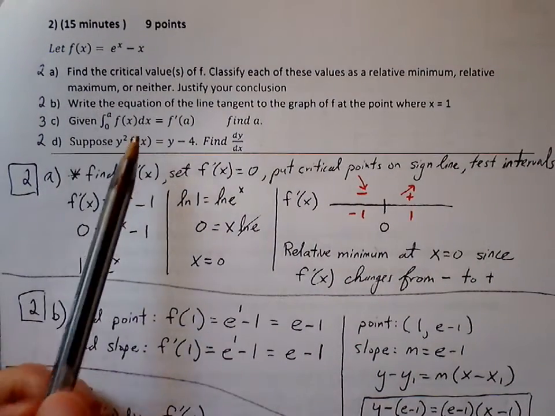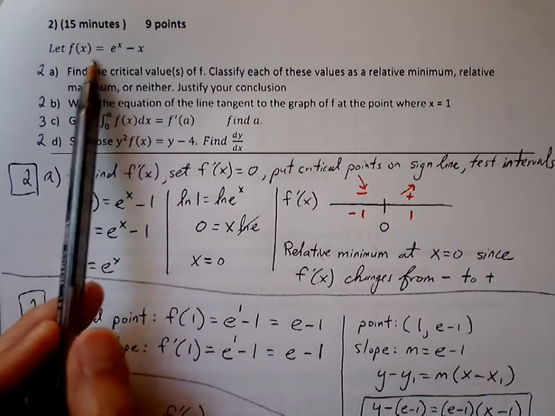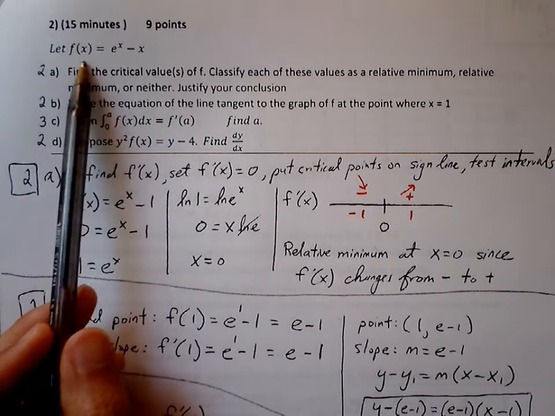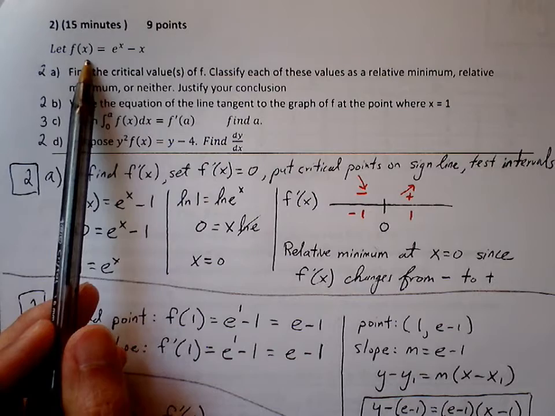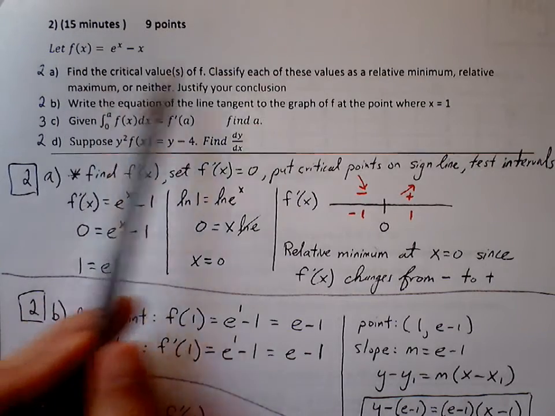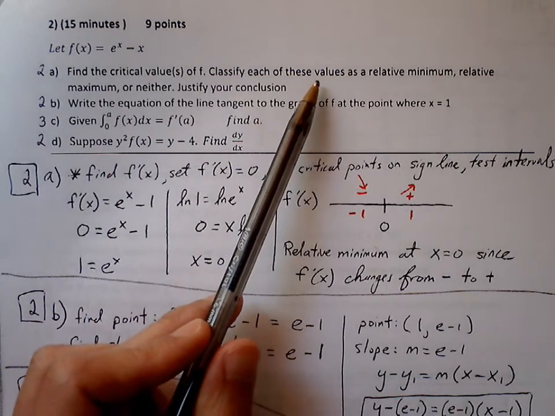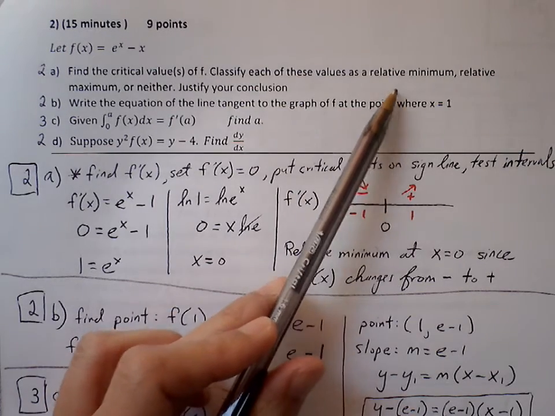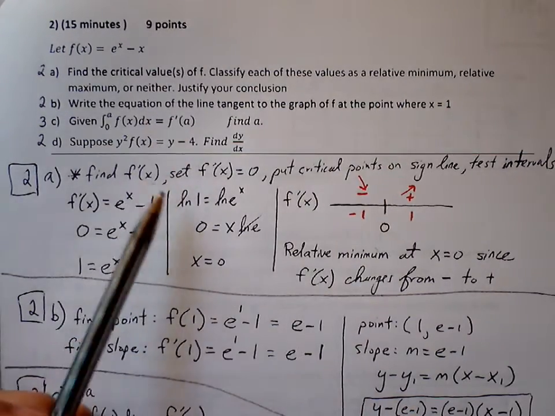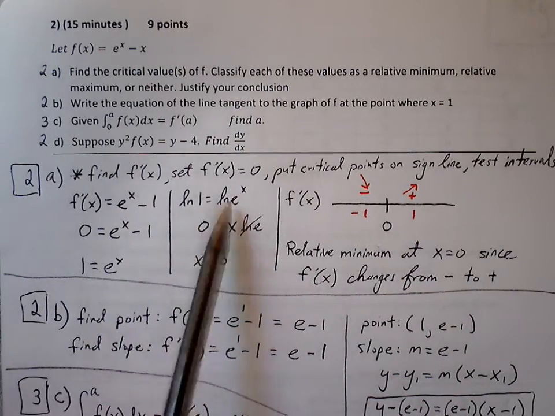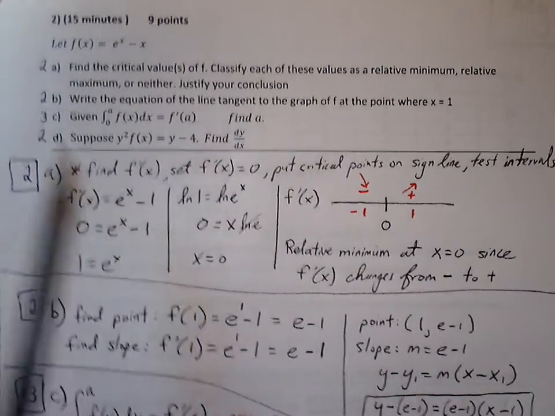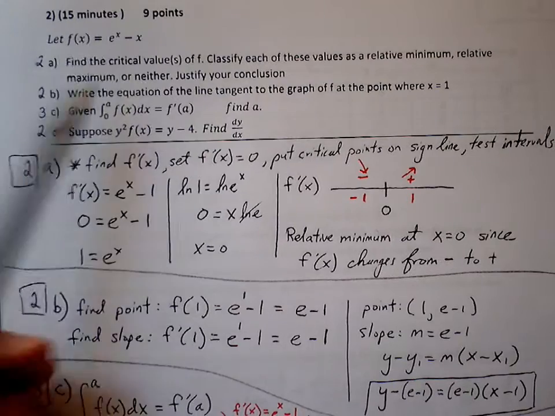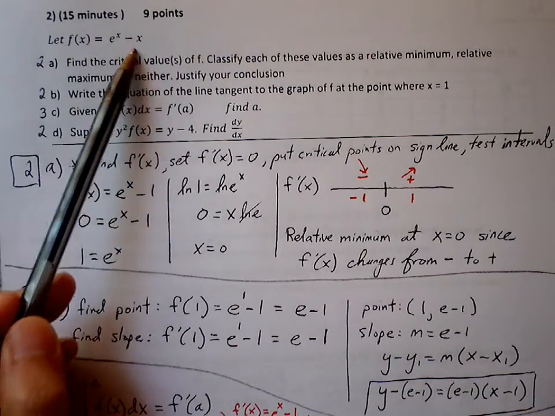So to find critical values, we first have to find f prime. From f prime, we can set f prime equal to 0, solve for x, and then from there we can create a f prime sign line to see if there's a change in sign to help determine if there's a relative max, relative min, or neither. So f prime, we're going to go through our derivative rules here. E to the x becomes e to the x, and x becomes 1.